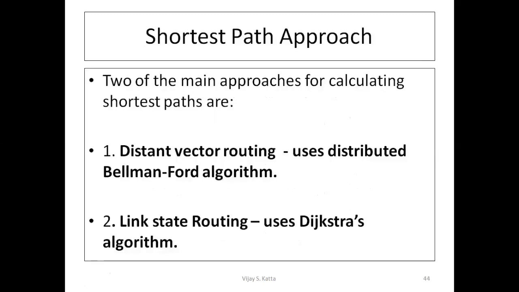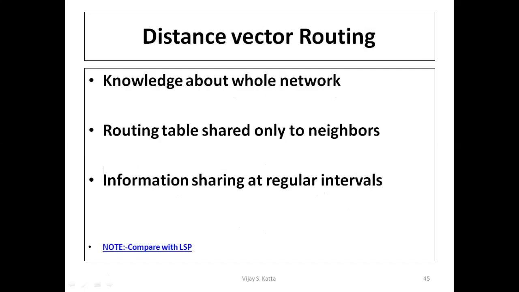Now, this approach has been used here. In the distance vector routing algorithm, we use the distributed Bellman-Ford algorithm. And in the link state routing algorithm, we use Dijkstra's routing algorithm. So this is an important point. When we compare distance vector and link state routing algorithms, both are intra-domain routing algorithms. One uses distributed Bellman-Ford, and the other uses Dijkstra's routing algorithm.